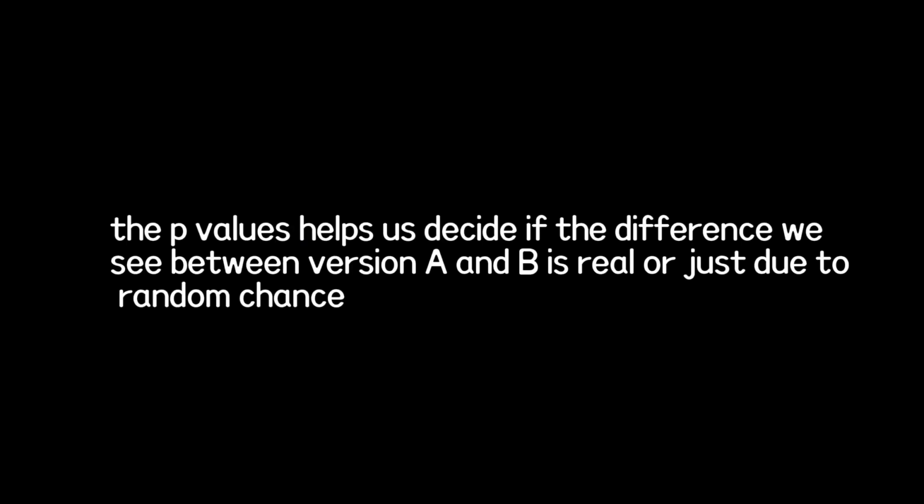Yeah. And the p-value comes up here again, right? What does it tell us in the context of A/B testing? The p-value helps us decide if the difference we see between version A and B is real or just due to random chance. We set a threshold, usually 0.05, and if the p-value is below that, it suggests there's a genuine difference. So a low p-value means we're more confident that one version is truly better than the other.